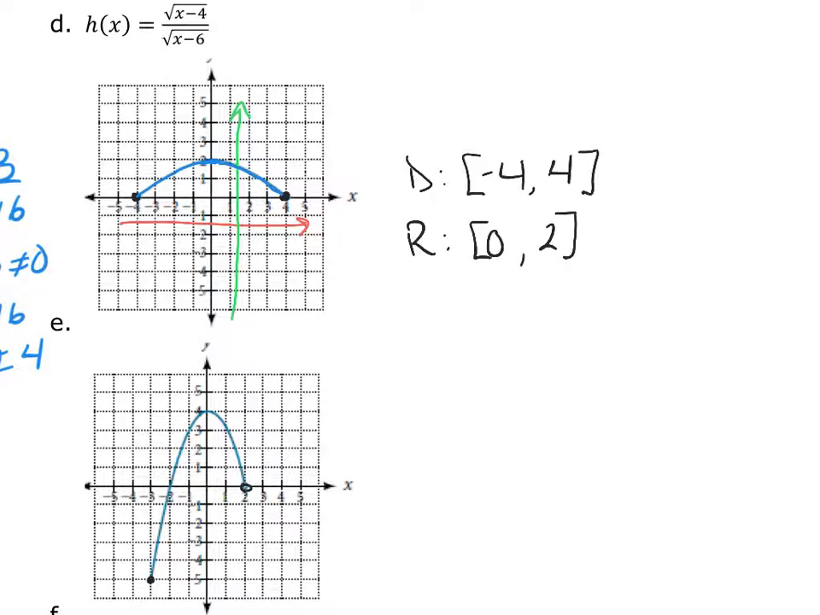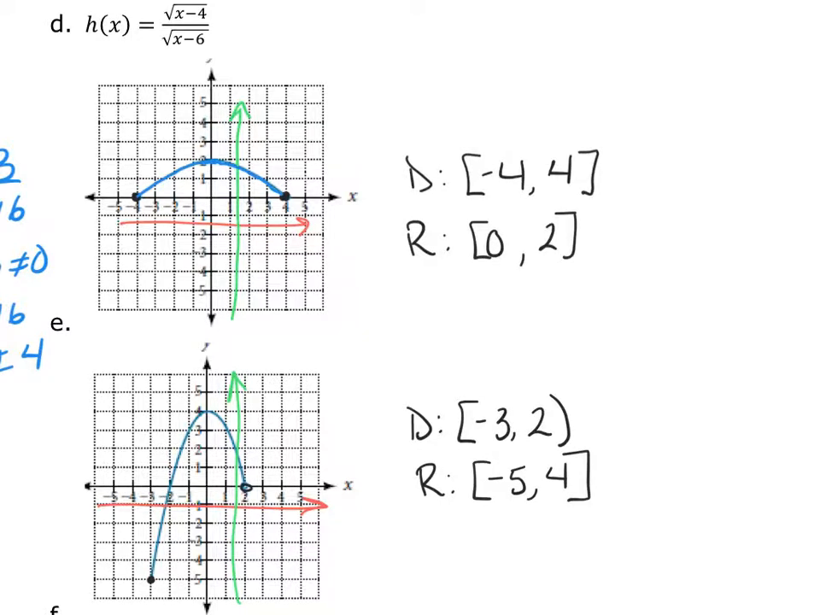As I read the domain from left to right on my next graph, the first time I see my graph is at -3, and it is inclusive. The last time I see my graph is at 2, but it's an open dot, so I didn't get to include that. On my range, again I read from bottom to top, the first time I see it is at -5. It has a closed dot, so I get to include it, so -5. And the last time I see it, as before, I have a nice smooth curve, is at 4, and it is inclusive. So there is your domain and range on those 2.